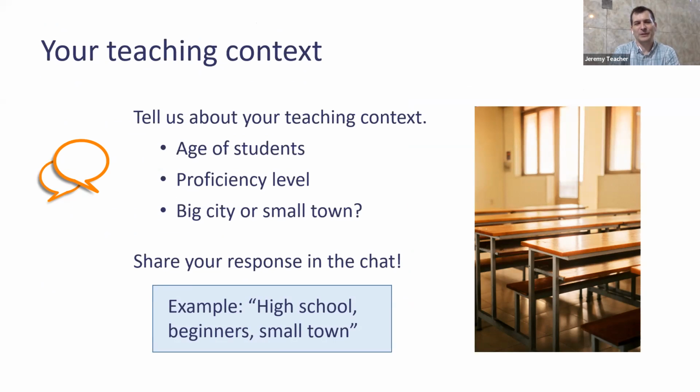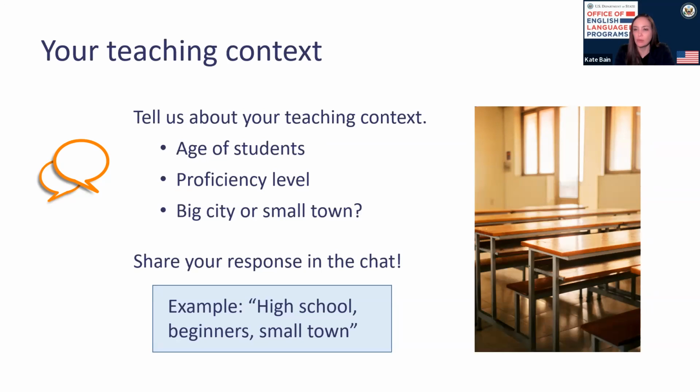So for example, you could say high school, beginners, small town. All right, let us know, everybody. What is your teaching context? Age of your students, proficiency level, and whether you teach in a big city or a small town.